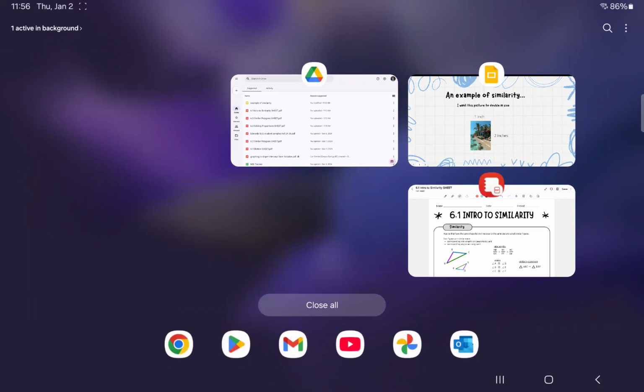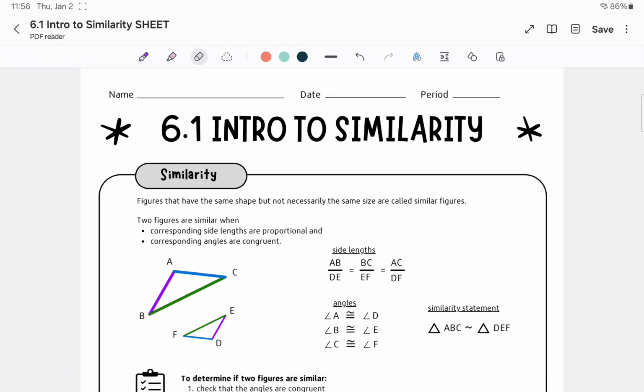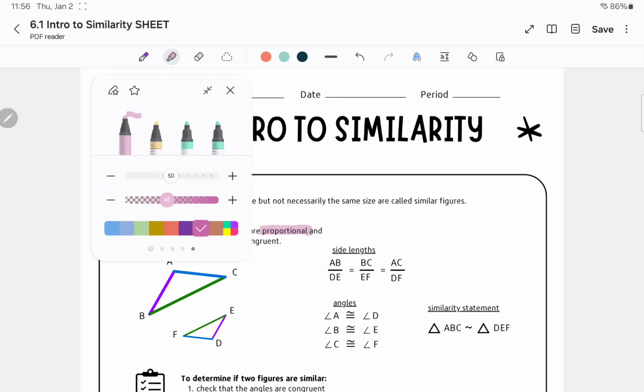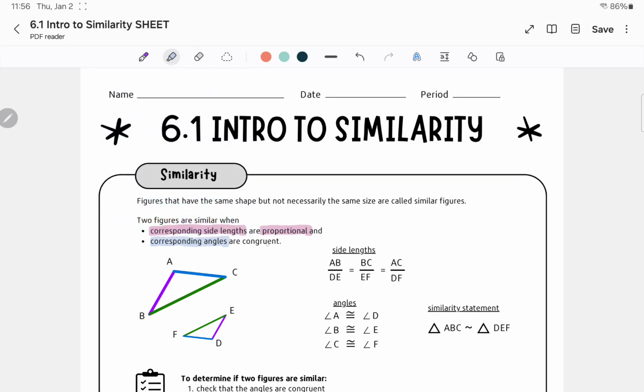Okay, so we're going to go into the notes now, and so let's go ahead and highlight what similarity is. It says that figures that have the same shape but not necessarily the same size are called similar figures. So 2 figures are similar when the corresponding side lengths are proportional. As I was just saying, we want it to look like the same picture. And when the corresponding angles, choose a different color, are congruent, right? So it's the same shape, right? The angles have to be congruent, but it's a different size, but proportional. That's what the corresponding side lengths being proportional is all about.